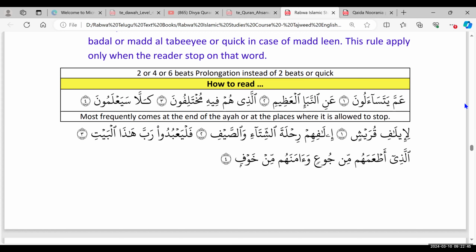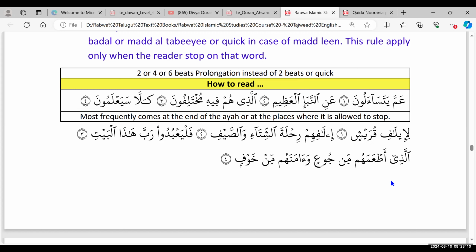Similarly, 6 units prolongation. I said two things. The last letter must not have fathatain. Before the last letter, there must be a mad. In the first ayah, there is a waw mad. In the second ayah, there is a ya mad. In the third ayah, there is a waw mad. In the fourth ayah, there is a waw mad. I said either mad or leen. So in the second example, all of them have the leen.